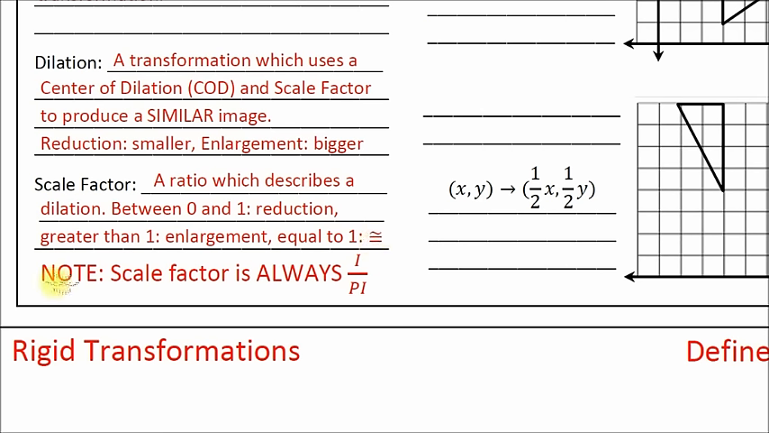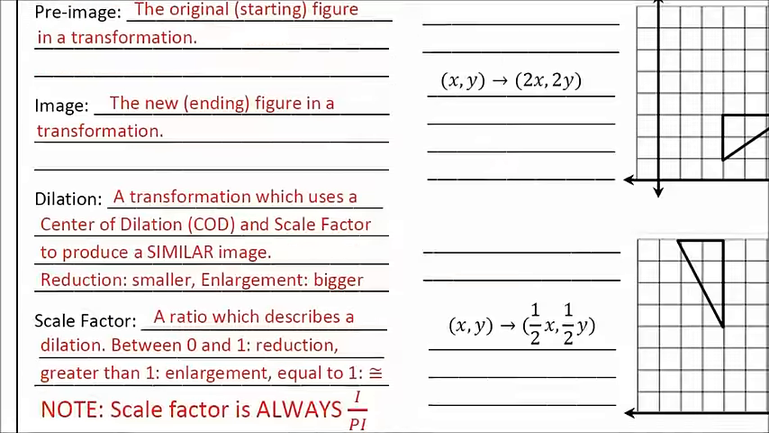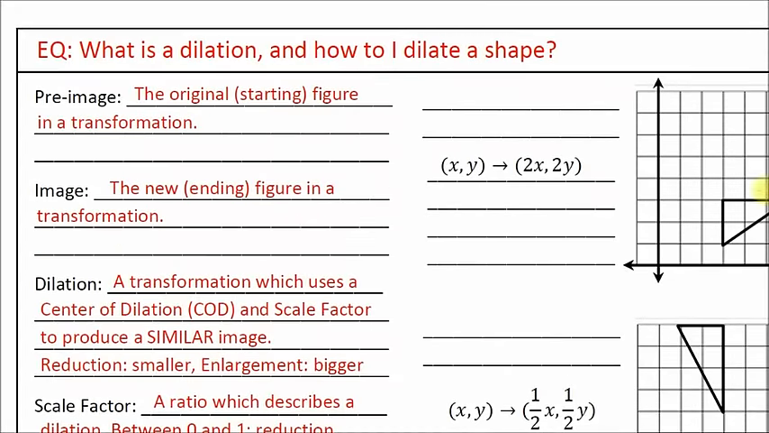And then last thing on here, in big words, note: scale factor is always the measurement from an image divided by the corresponding measurement on the pre-image. It's never the reverse of that. It's always image over pre-image. Last thing on here before we get started with our work: if you would, class, under pre-image, after the definition, put capital letter PI here to represent pre-image, and put capital letter I right here to represent image.